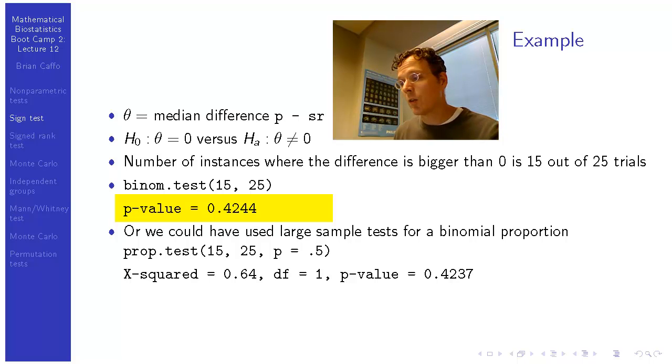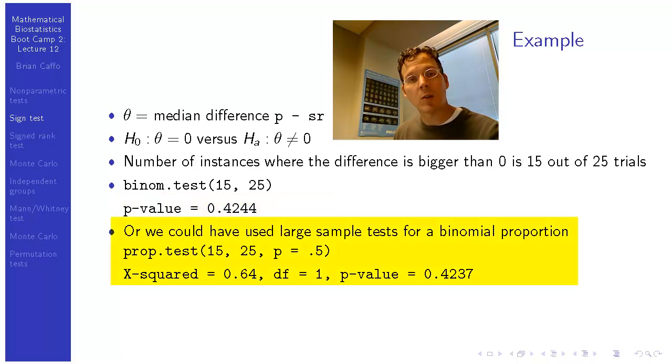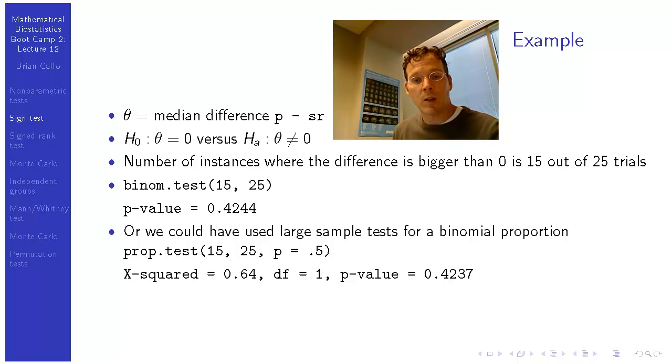And again, we could have used a large sample test. I don't know why, because we can do an exact test in this case, but we could have used a large sample test, and that's prop.test, and you get a chi-squared statistic then of 0.64, a p-value that's quite similar, 0.42. So at any rate, the idea is that this is simply just testing. If you're going to assume that levels of one are higher than the other, then you're just going to count the number of pairs from the matched pairs where it's higher, and is that excessively large relative to a coin flip for each pair. So that's the sign test.